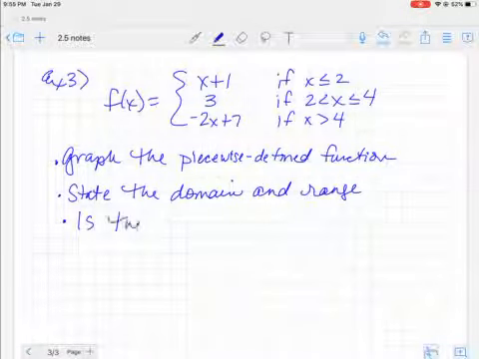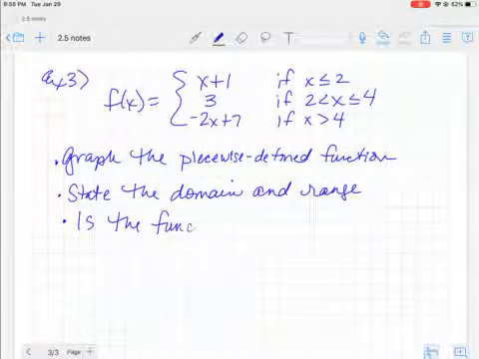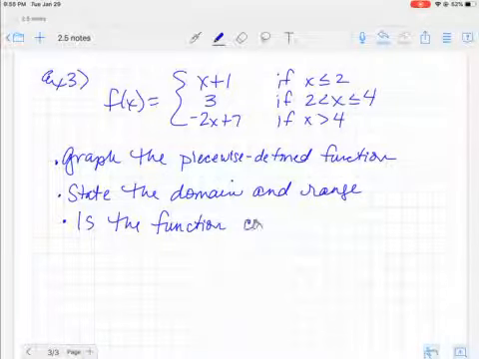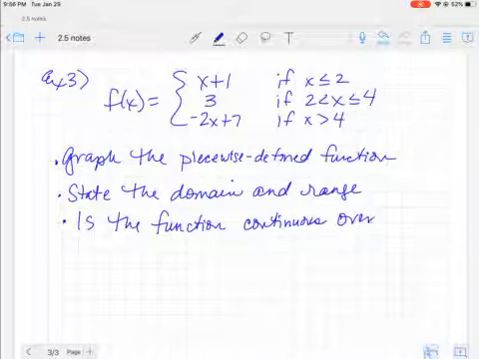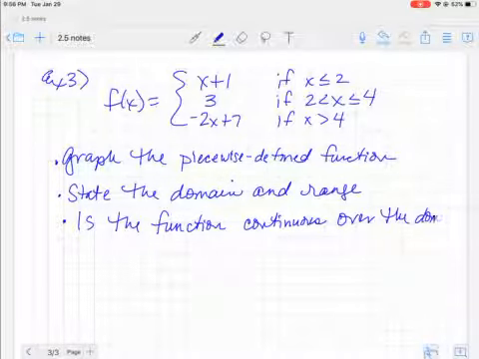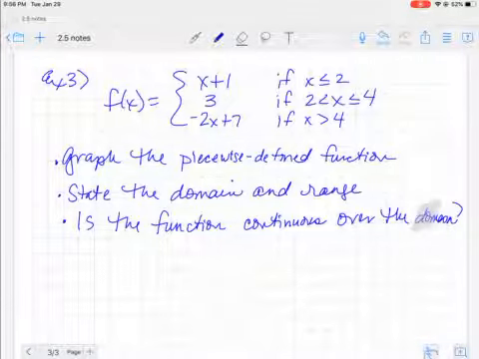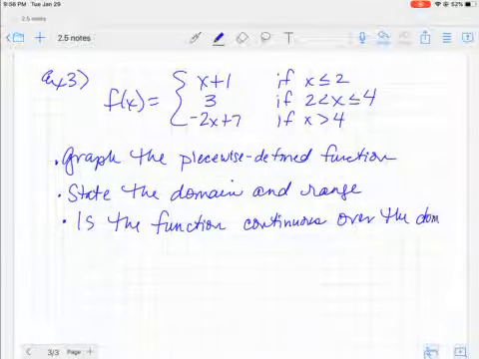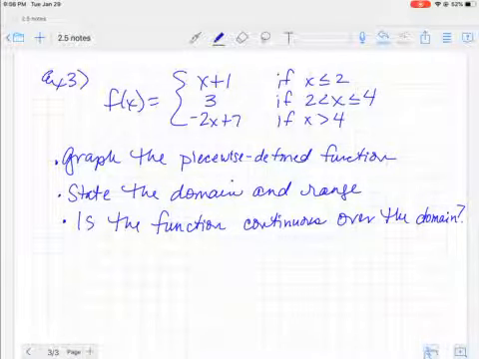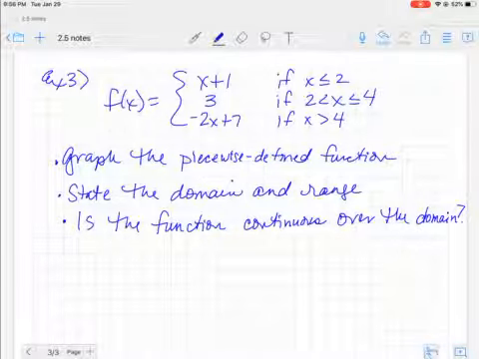So is the function continuous over the domain? All right. I don't know. Let's graph this guy and see what's happening with it. That's how we'll know.